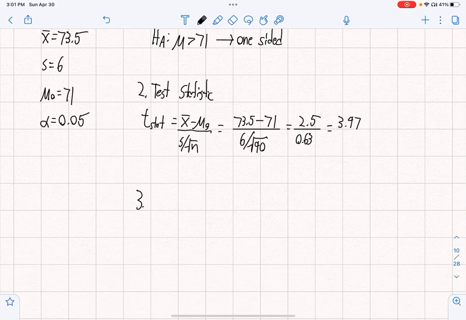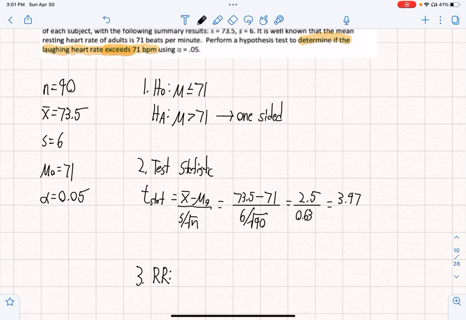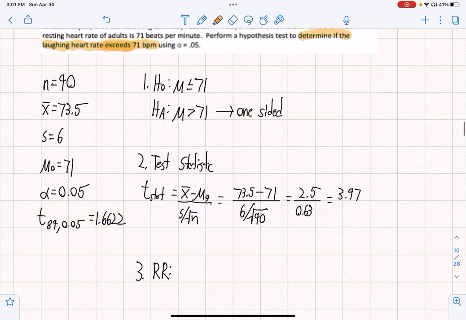Okay, now we're ready to establish our rejection region. So we're going to need a critical value of t. Well, recall t has n minus 1 degrees of freedom, so 90 minus 1 will be 89 degrees of freedom, comma. This is one-sided, so we're just going to use alpha, 0.05. If we look this value up in our table, we will get 1.6622. If you're confused as to how I got this, I would go back to chapter 7 on sampling distributions. We did some examples to show how we get those numbers from the table.